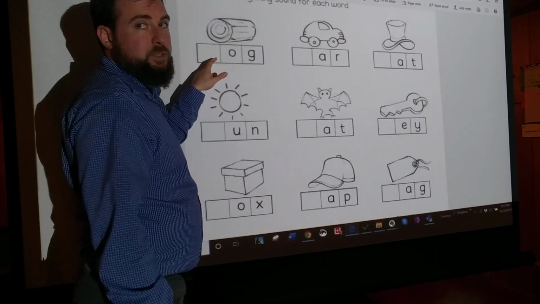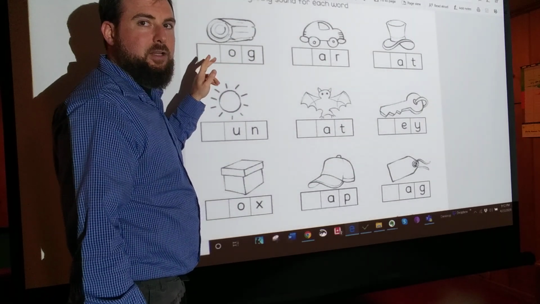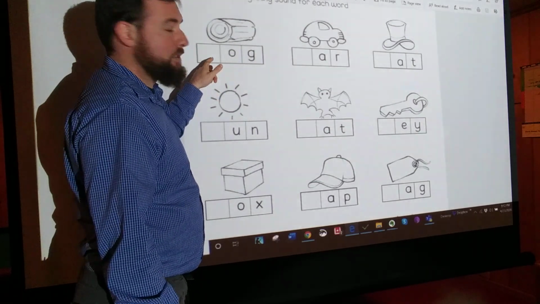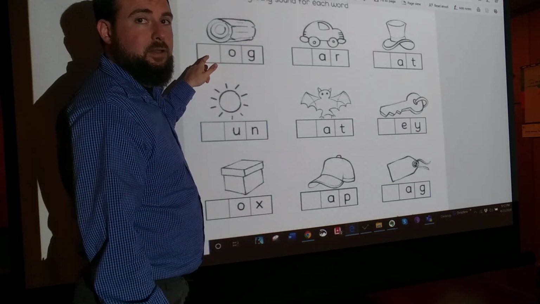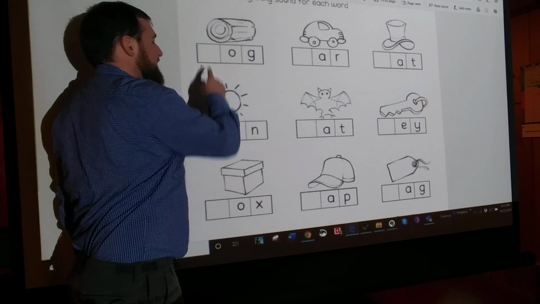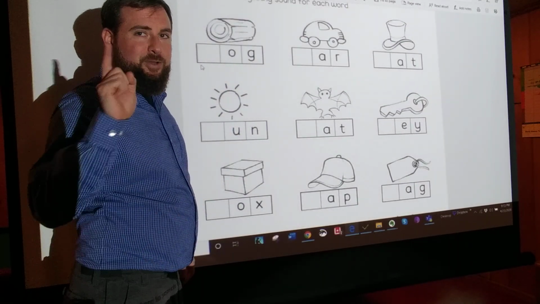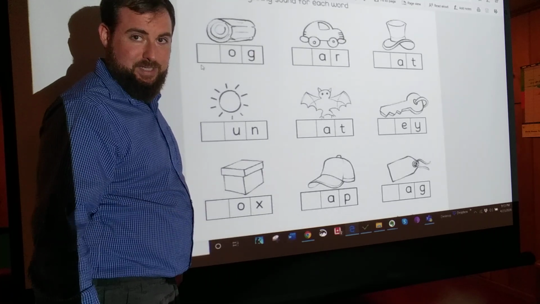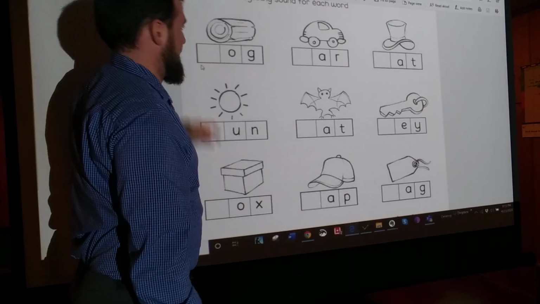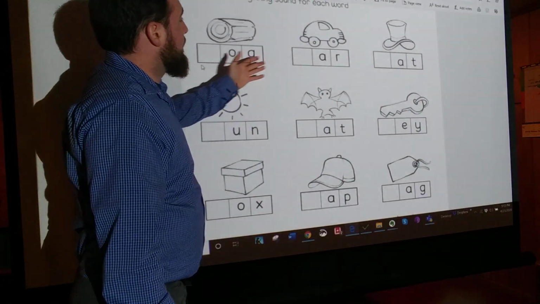So what's left? What's the first sound in log? What's the first sound in log? Log. L, right? L, log. So what letter makes the L sound? I know you know it. What letter makes the L sound? It's an L. So we're going to write an L in here. Okay? And that's how that's going to work. Do that for the rest of them.